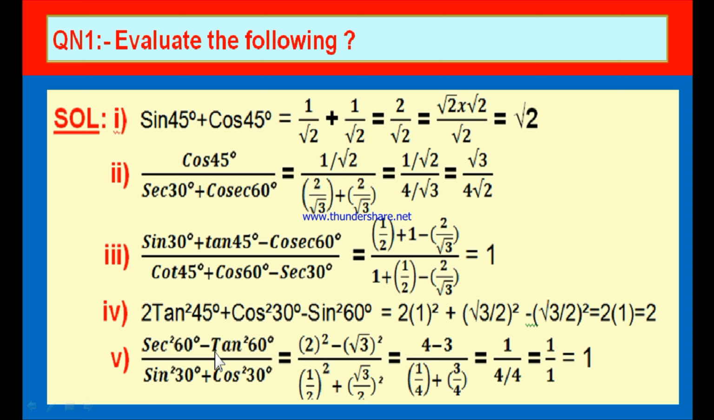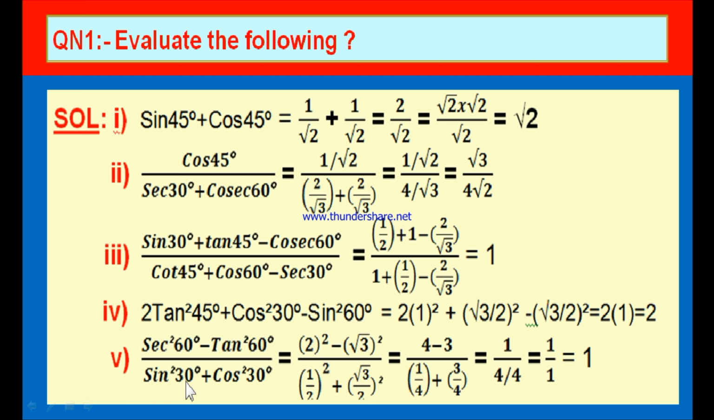And fifth bit. Secant square 60 degrees minus tan square 60 degrees divided by sine square 30 degrees plus cos square 30 degrees. Now let us substitute these values and let us simplify. Secant 60 value is 2. Since it is secant square, 2 whole square. Minus tan 60 degrees is root 3. Since it is tan square, root 3 whole square.